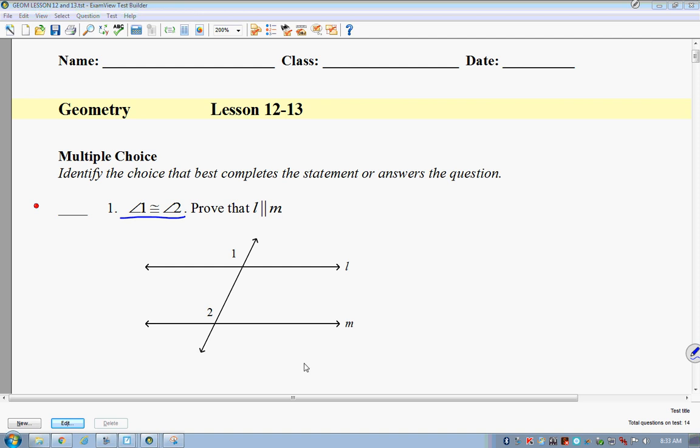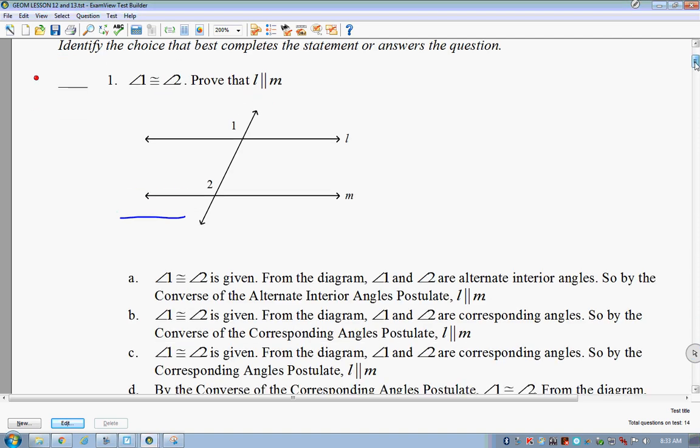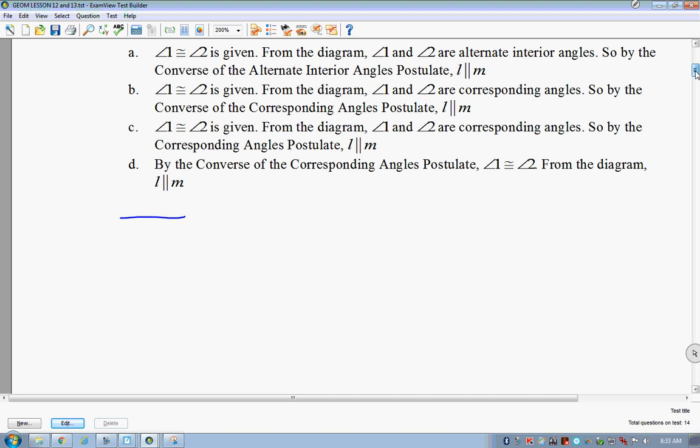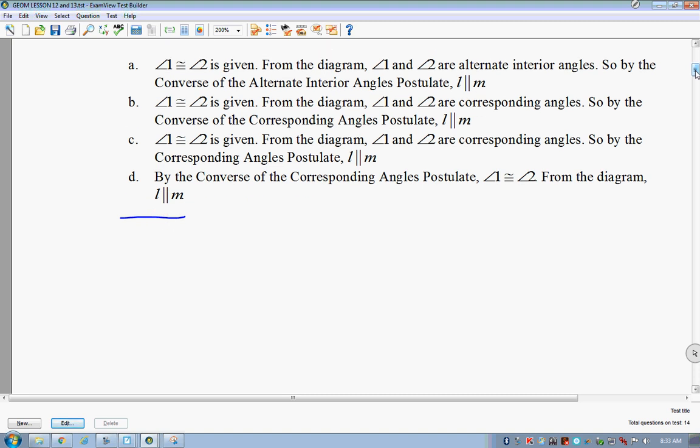Okay. That's exactly it. The definition is correct. Okay? All right, so let's look at our options in here. Which one tells me that angle 1 and angle 2 are corresponding angles? Is there more than one?